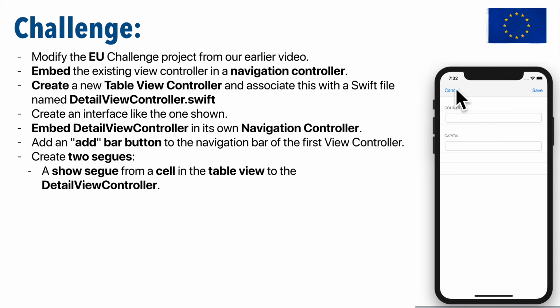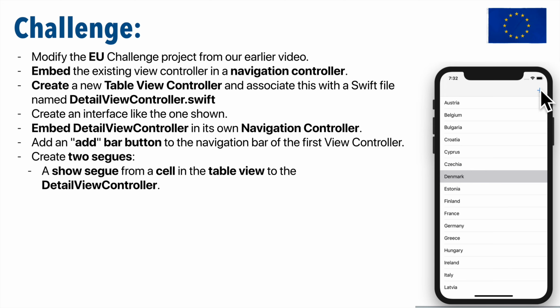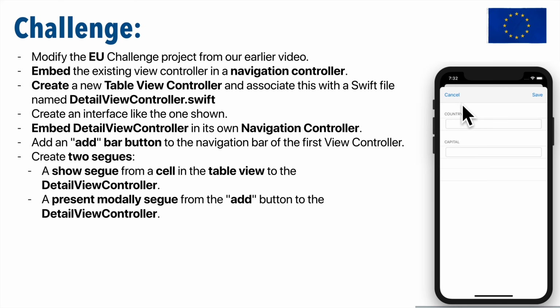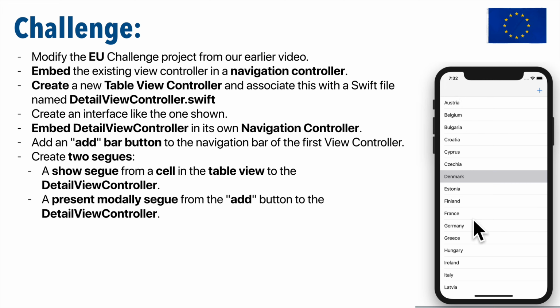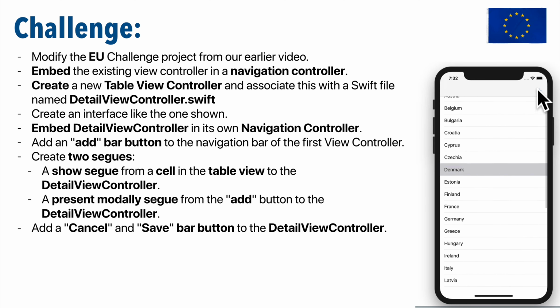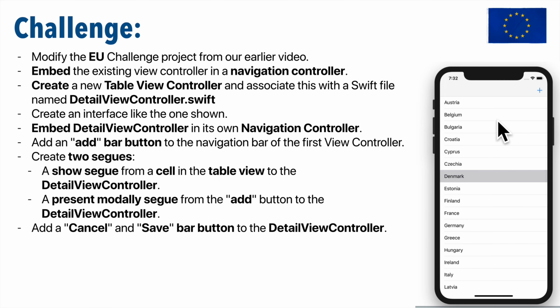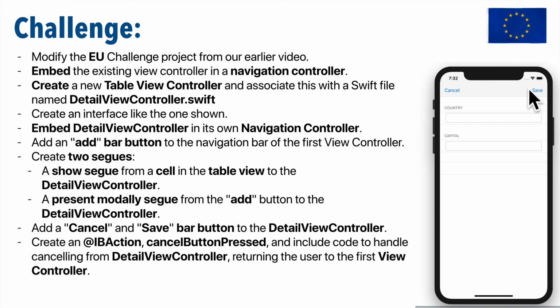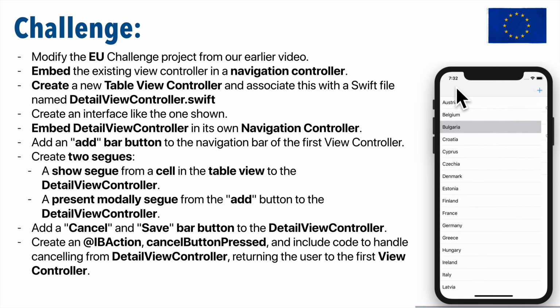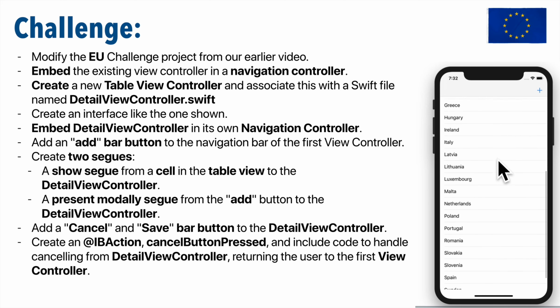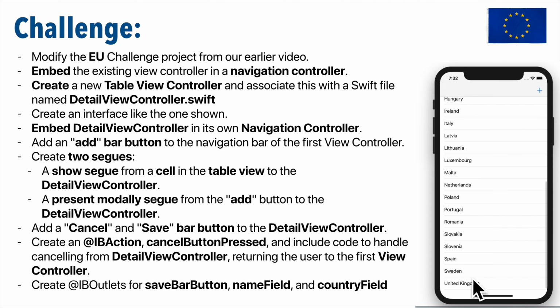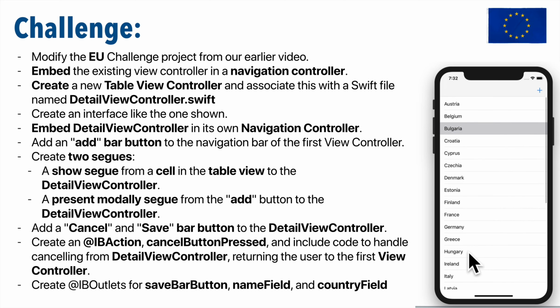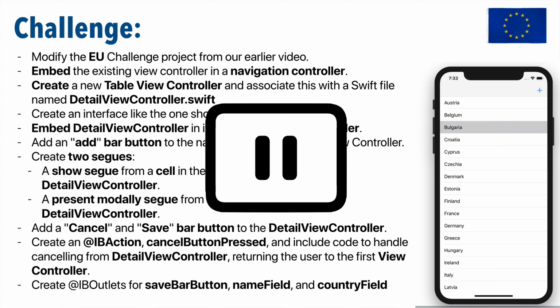Create two segues: a show segue from a cell in the table view to the new detail view controller, and a present modally segue from the add button to the detail view controller. Add a cancel and a save bar button to the detail view controller. Create an IB action, cancelButtonPressed, and include code to handle canceling from the detail view controller, returning the user to the first view controller, and create IB outlets for the save bar button, name field, and country field. Swifter, you're up for it. Press pause. Try it on your own.